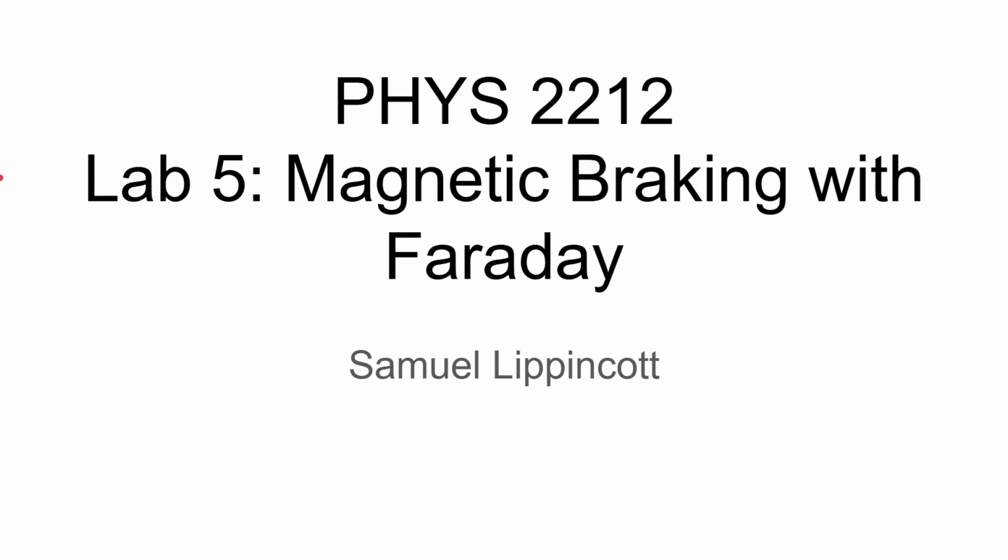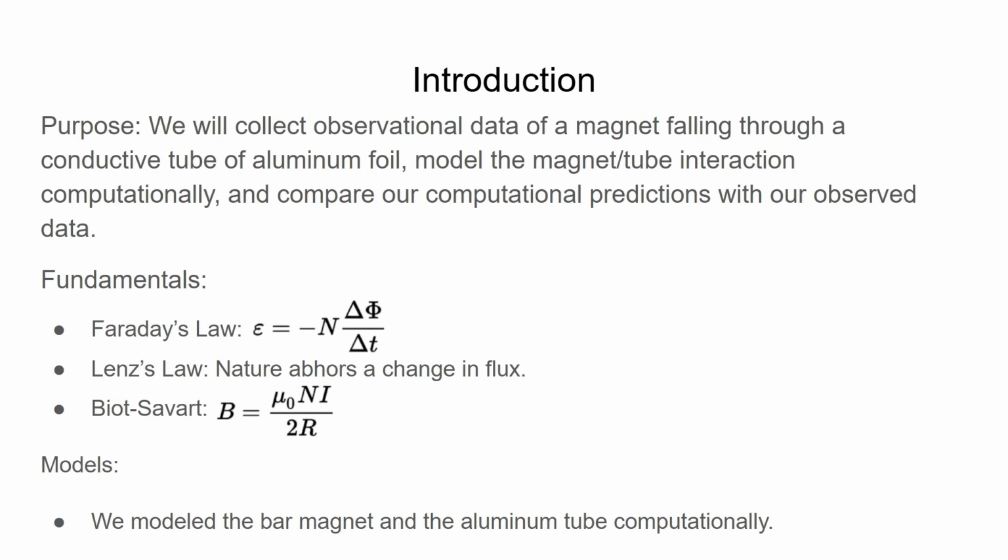All right, Lab 5, Magnetic Braking with Faraday. Introduction. We will collect observational data of a magnet falling through a conductive tube of aluminum foil, model that magnet-tube interaction computationally, and compare computational predictions with our observed data.